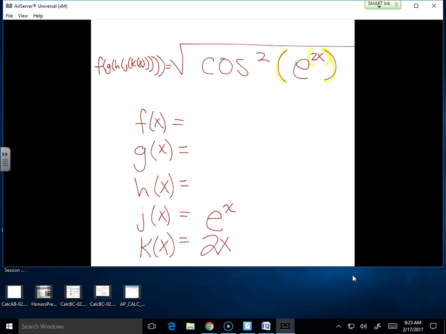Might be a little hard to see him the way he is. He'd actually be rewritten, don't get tricked by the trig notation. Cosine squared is really cosine squared. So we've done the 2x, we've done the e to the, who's the next guy? The cosine. Who's the next guy? Square. The squared.